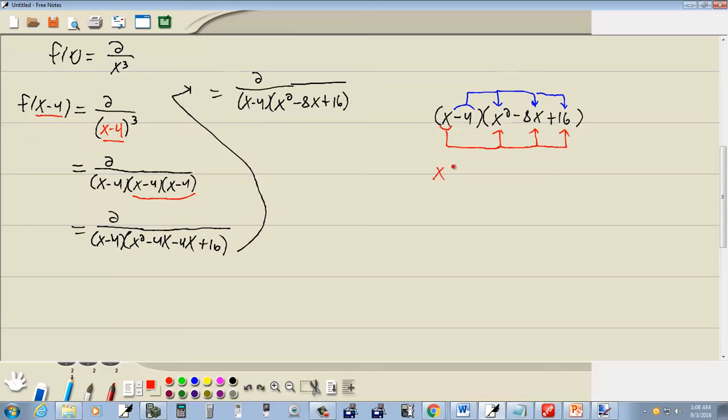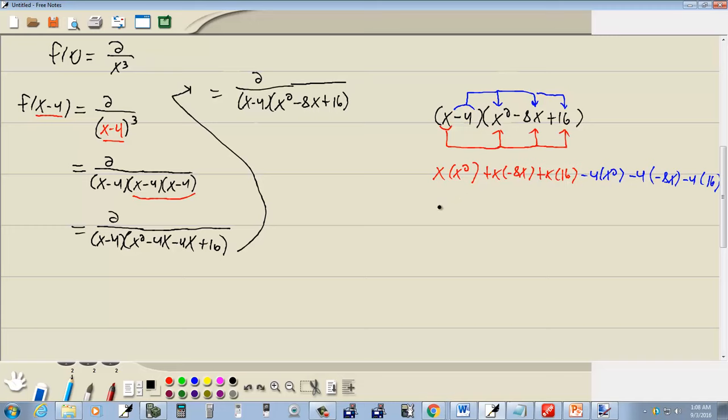So we're going to have x times x squared. We'll have x times negative 8x. And we'll have x times 16. And we'll have negative 4 times x squared. Negative 4 times negative 8x. And negative 4 times 16. So I'm just following the lines to see what to multiply everything together.